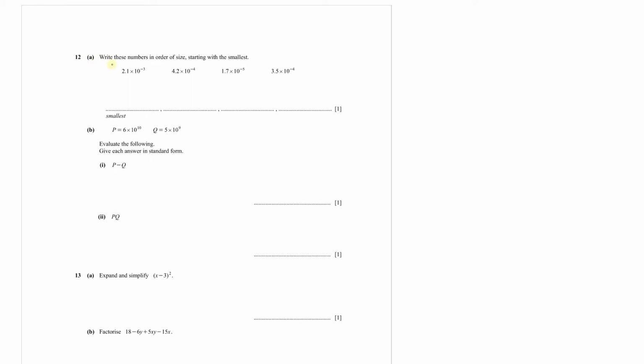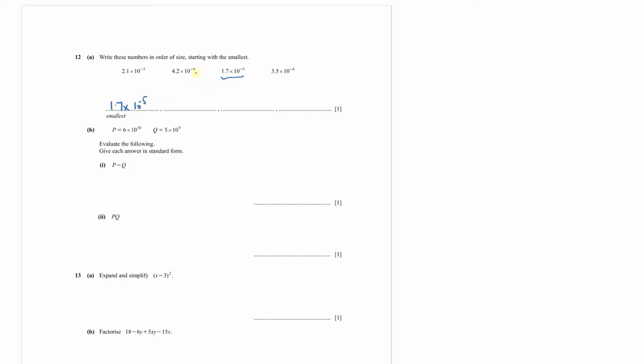So question number 12 is write these numbers in order of size starting with the smallest. So you already have all of these in standard form. What you can do is you can first compare the powers of 10. So the numbers with the lowest power of 10 will be the smallest. So you have 10 minus 3, minus 4, minus 5, minus 4. So this is the number with the smallest power of 10. So this will be the smallest, 1.7 into 10 power minus 5.